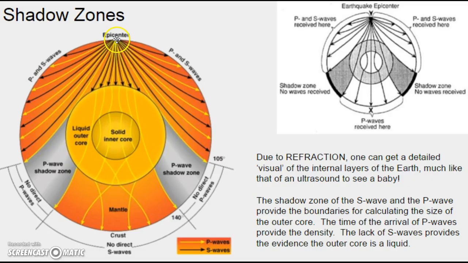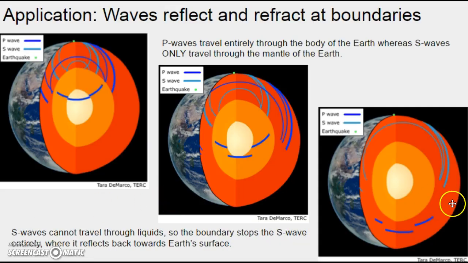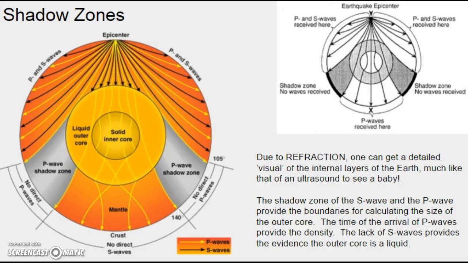This is the epicenter. Because of refraction, P waves have these very distinctive shadow zones, where no direct P wave makes its way here. Right? I see them here. You can see the P wave shadow zone here and a P wave shadow zone here. And that's the same concept.